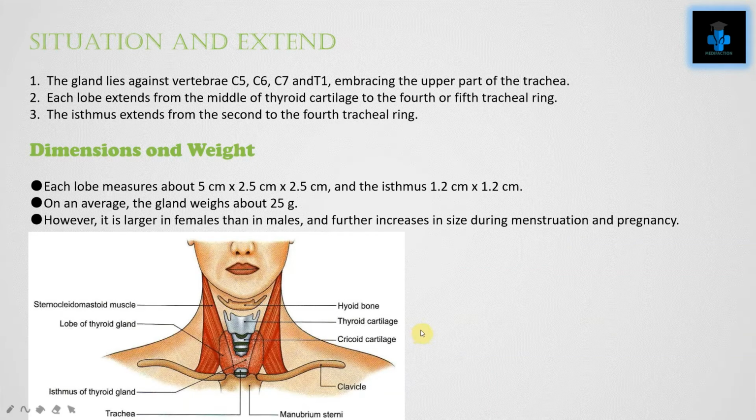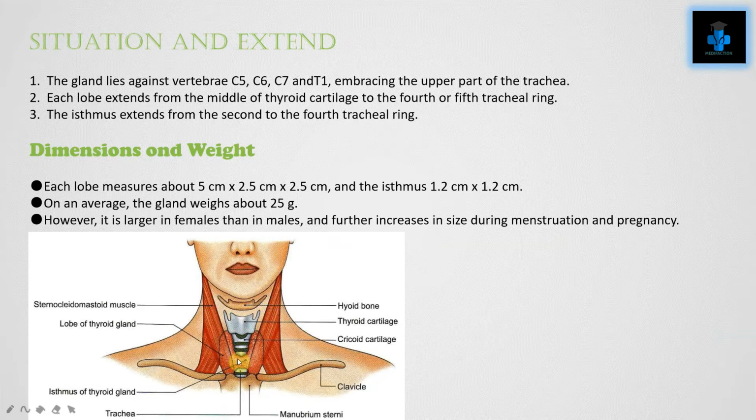Situation and extent. The gland lies against C5 to T1 vertebrae, embracing the upper part of the trachea. Each lobe extends from the middle of thyroid cartilage, here you can see the thyroid cartilage, till the fourth or fifth tracheal ring right here. The isthmus right here extends from the second to the fourth tracheal ring.